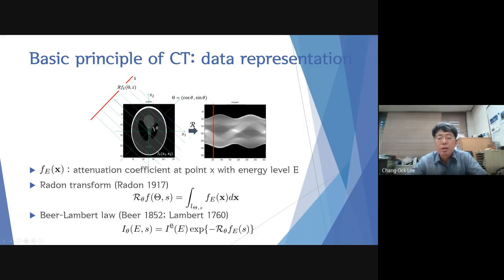And here I zero is the initial X-ray strength, and I theta is the final X-ray strength, and the Beer-Lambert law says that the final X-ray strength decays exponentially. So the Radon transform is here, and that decays according to the Beer-Lambert law.